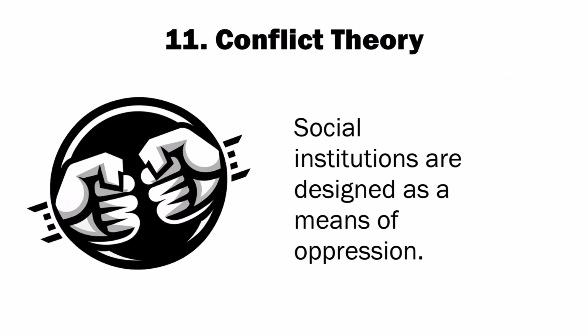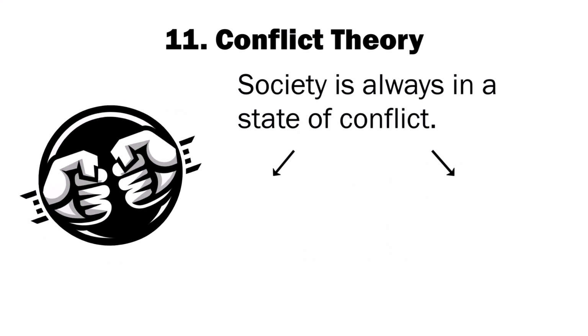vastly different. One of the problems with functionalism is that it is underpinned by a sense that we should all be grateful for the social institutions that keep order in society. But conflict theorists tend to disagree. They look around at all the social institutions and observe all the ways they control and oppress us. In essence, conflict theory believes that society is always in a state of conflict between the powerful, who establish the social institutions to benefit them, and the powerless, who are controlled by those institutions.